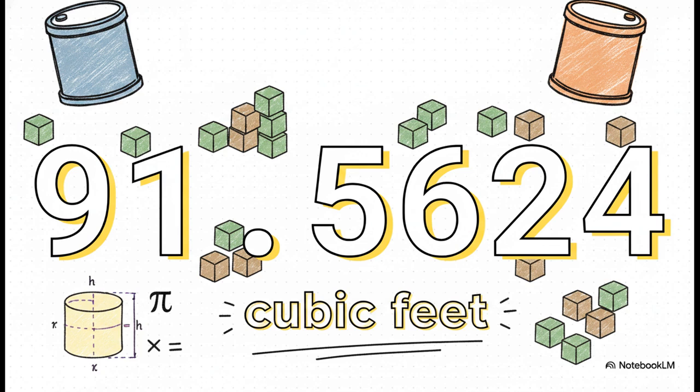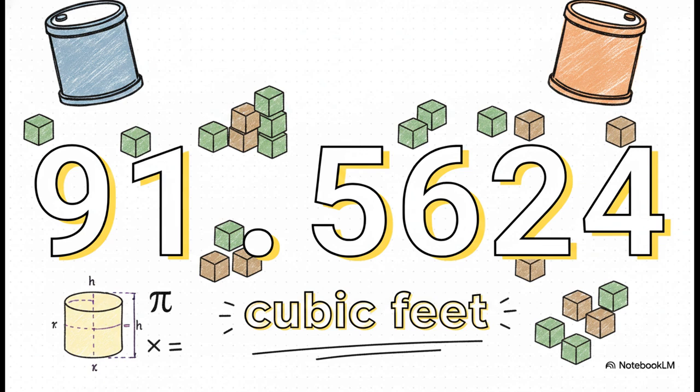Let's walk through the immediate reasoning real quick. Following the order of operations, you've got to square the radius first. So 2.7 squared is 7.29. Then you multiply that by the height of 4, which gives you 29.16. Finally, multiply that by our approximation of pi, 3.14, and that yields 91.5624.